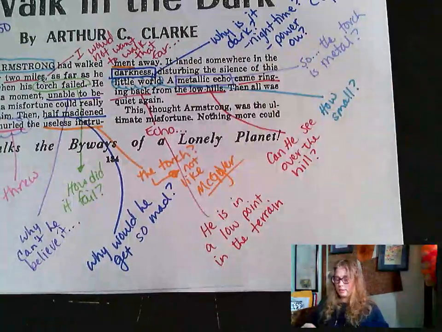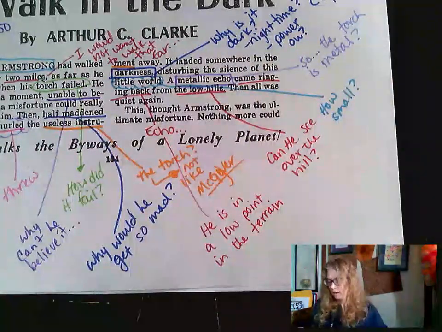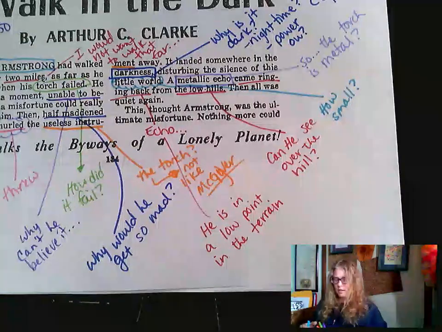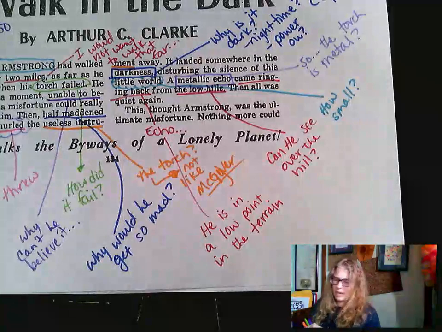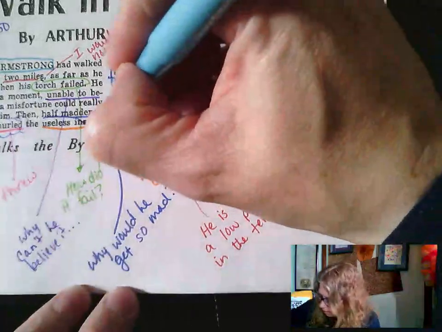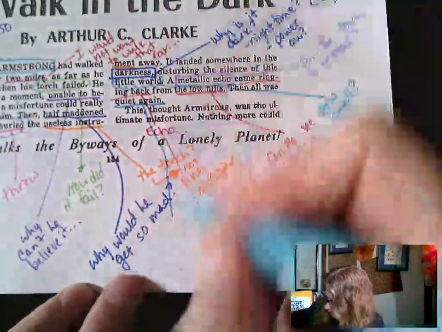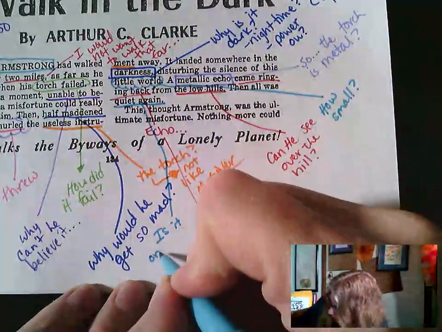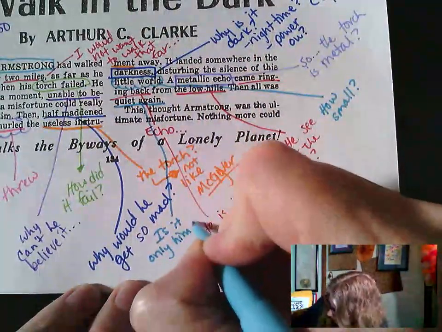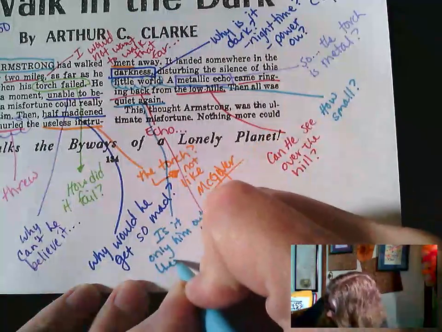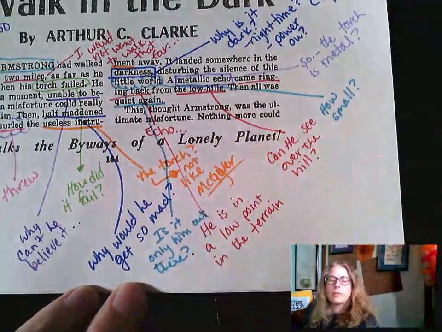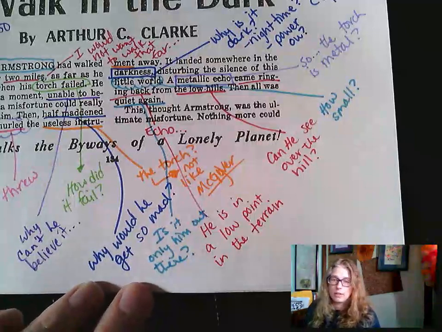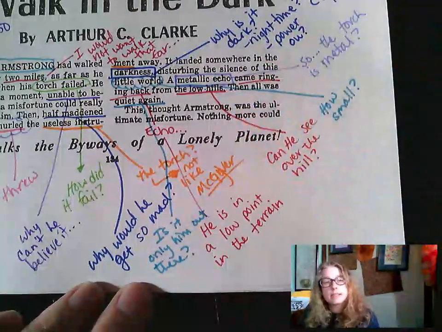Then all was quiet again. Okay, so that gives me a few thoughts. My first thought is if it's quiet after he makes that racket, there must not be much around. It must just kind of be him. So that might be important. So I could say, is it only him out there? Because you would think that metallic racket would make something else move or stir, unless there wasn't anything there. Then I'm moving on to the next paragraph.